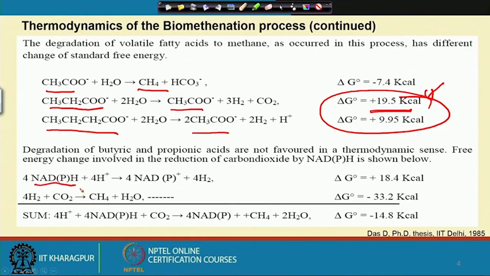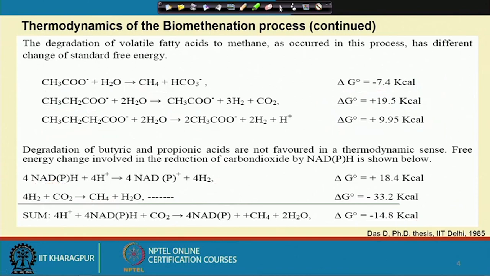Another point is how NADPH is converted to hydrogen, and then how this hydrogen is converted to methane. Overall, that conversion process has a free energy change of -14.8 kilocalories. If you compare this with the previous result, you will find this reaction is favorable as compared to the previous reaction. This is how we can thermodynamically determine which reaction is favorable and which is unfavorable.